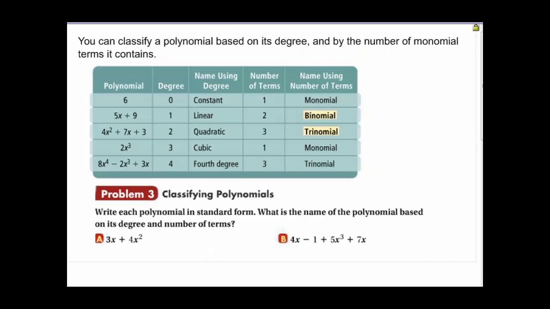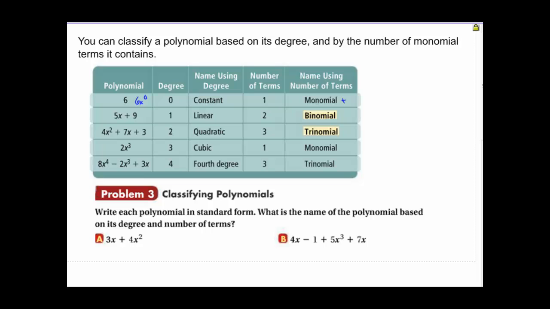Next page. All right, we can classify each polynomial based on their degree or by the number of terms it contains. These are 5 plus maybe one more that you need to know. For instance, the first one was 6. Or again, if you remember, it's 6x to the 0. So the degree is 0. We call that a constant. There's only one term, and one-term polynomials are monomials.